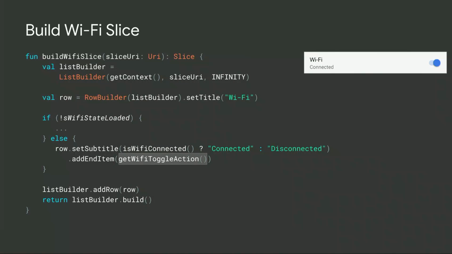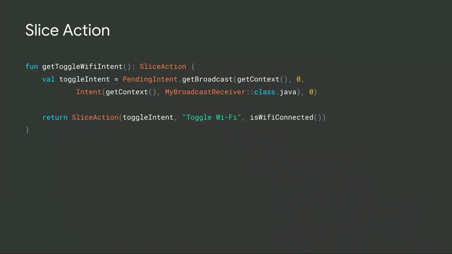So this get Wi-Fi toggle action is going to create a slice action. This is how we represent actions in slices. So the slice action basically wraps the pending intent and then takes some extra information to represent the action. In our case, we want to respond to someone tapping on the toggle. So we need to have a broadcast receiver to receive that pending intent and do some stuff to update Wi-Fi state. So we build our slice action with that intent, a label describing the action, and then a Boolean value representing whether this toggle is on or off. So in our case, the Wi-Fi state.